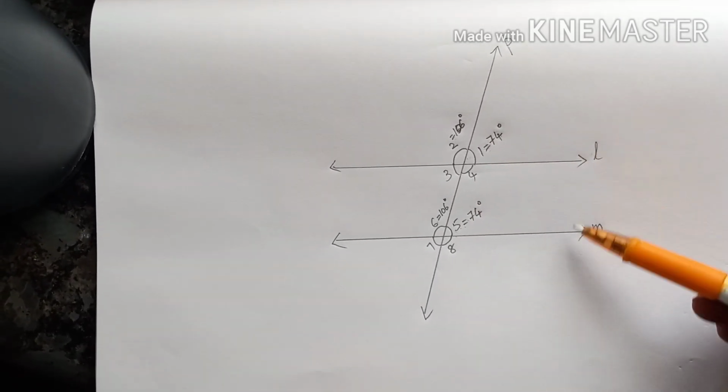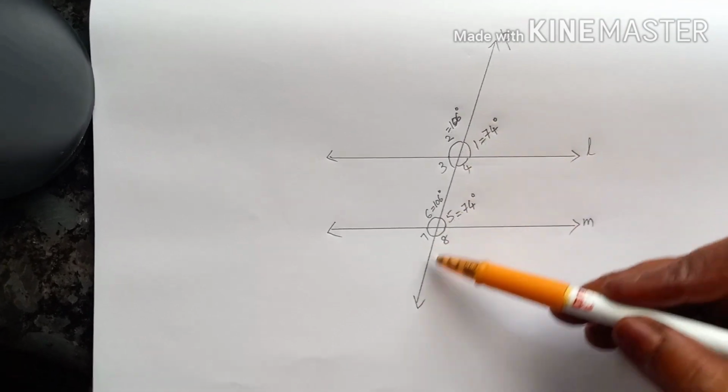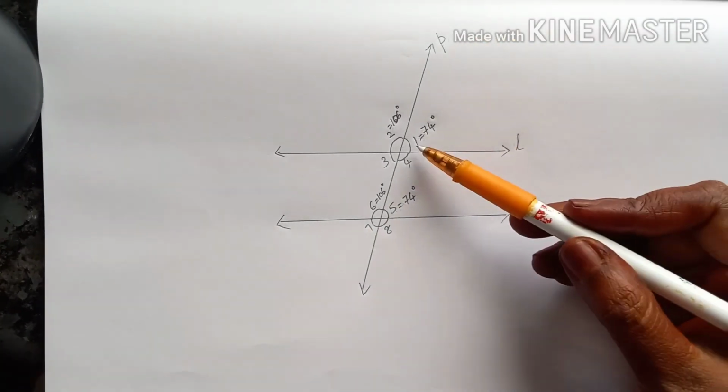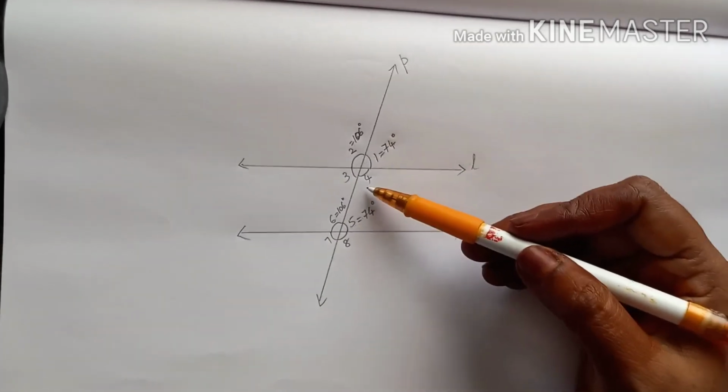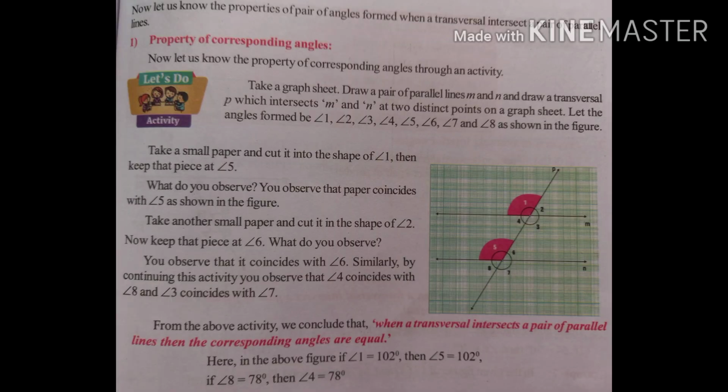If two parallel lines are intersected by a transversal, the corresponding angles formed are equal. Okay children? From the activity, we conclude that when a transversal intersects a pair of parallel lines, then the corresponding angles are equal. Okay children? Here in the above figure, angle 1 is 102 degrees. Then angle 5 is also 102 degrees. If angle 8 is equal to 78 degrees, then angle 4 is also 78 degrees.